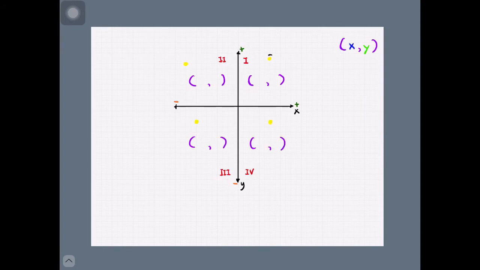Notice that if a point falls under quadrant 1, both of its x and y values would be positive. And if a point is under quadrant 2, its x value would be negative and its y value would be positive. And for a point under quadrant 3, both of its x and y values would be negative. Lastly, for a point under quadrant 4, notice that its x value would be positive and its y value would be negative. Now let's wrap up the signs of the points or coordinates with respect to their quadrants.